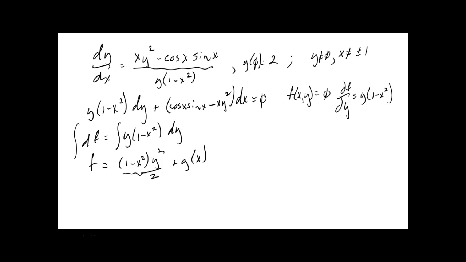But we also know, don't we, that the partial of f with respect to x had better turn out being that stuff. Right? Okay, so let's take the partial of f with respect to x. The partial of f with respect to x is now going to be, now you do the first one there.